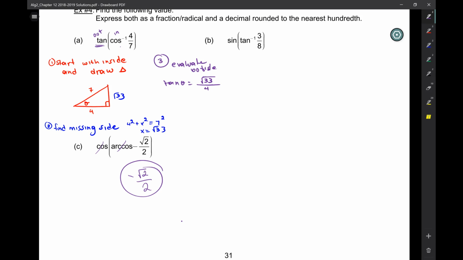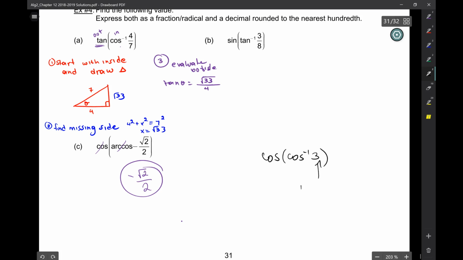The only thing you have to be careful of is this number here is within our boundaries. So for example, if I had cosine of inverse cosine of, let's say, 3, why wouldn't that work?